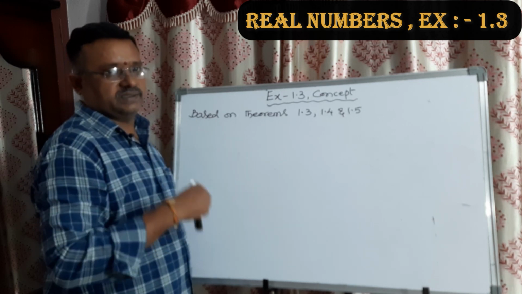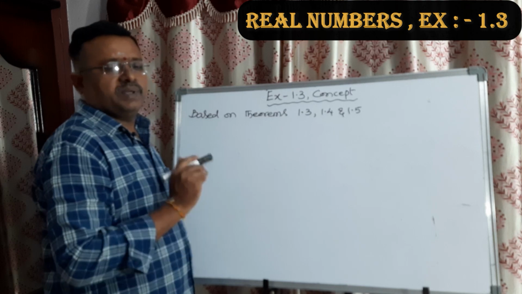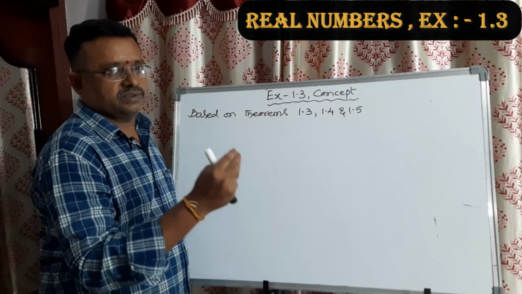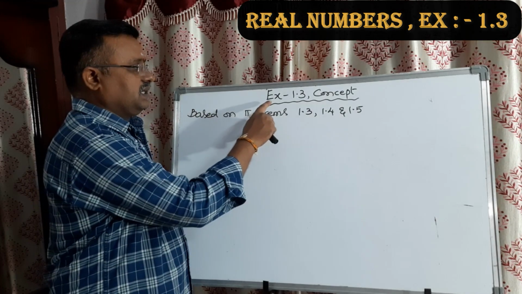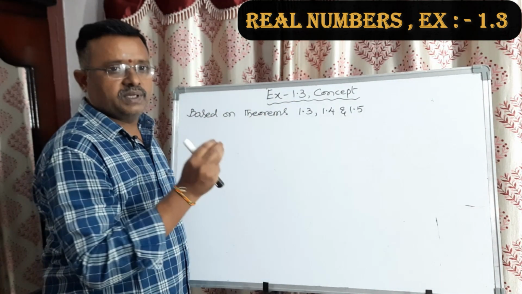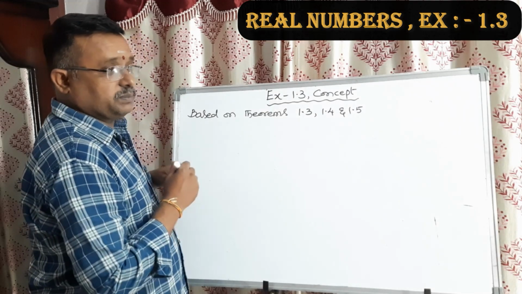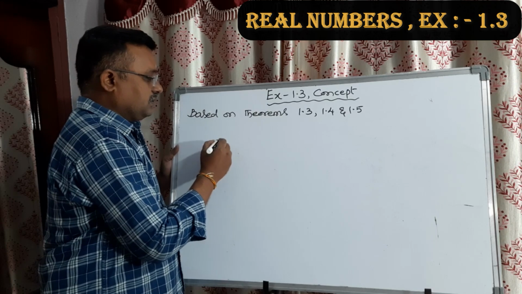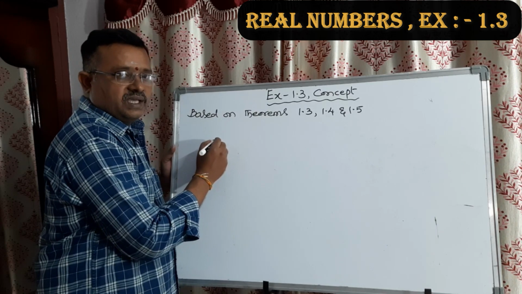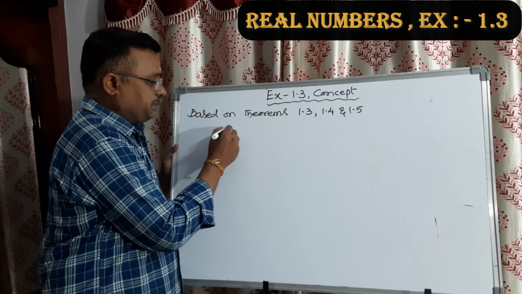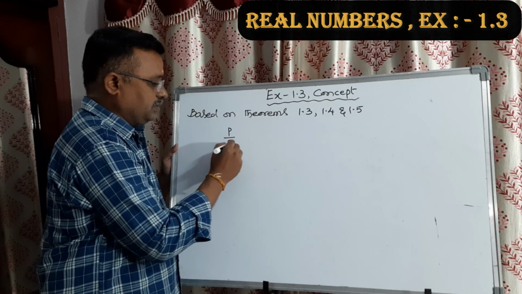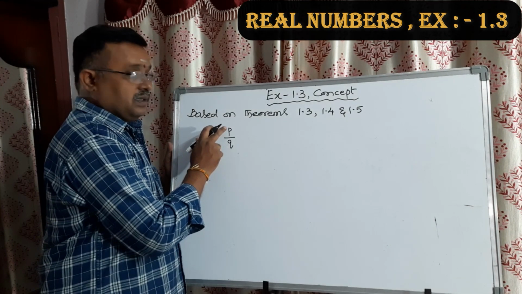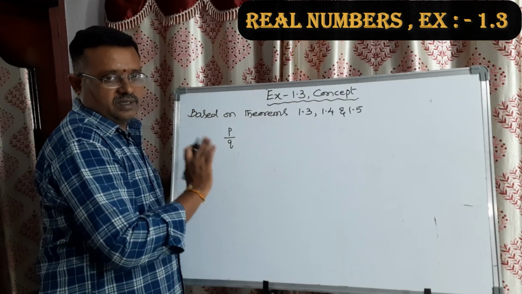It explains a very simple and very important concept, and 1 mark and 2 marks questions can be asked from this exercise 1.3. So please listen very carefully. I will explain in detail what the theorems explain. We know that every rational number can be expressed in the form of p by q, where p, q are integers and q is not equal to 0, right?